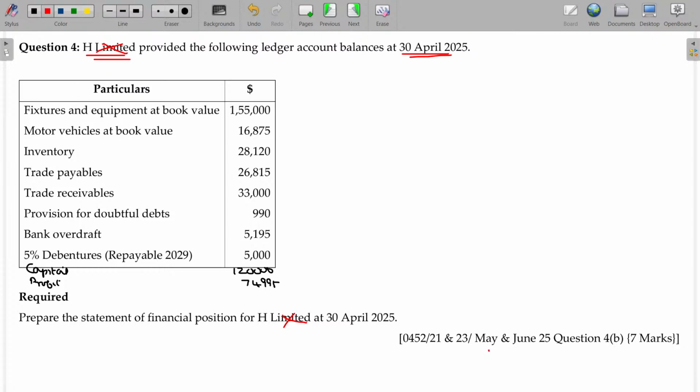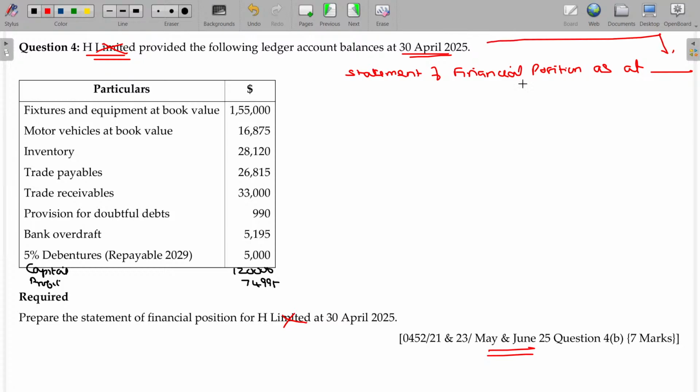This question was asked in June 2025. For this component, it carries 7 marks. Prepare the statement of financial position. Statement of financial position, as at the date 30th April 2025.